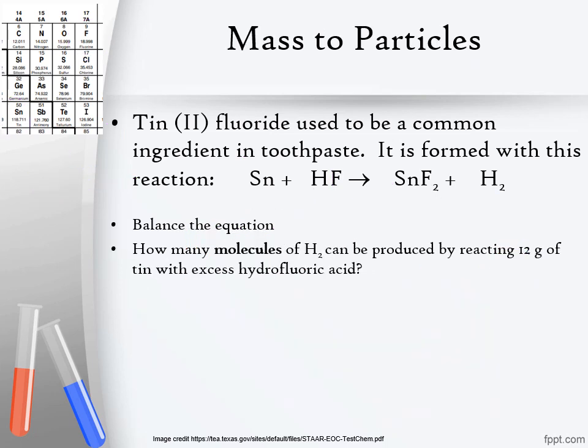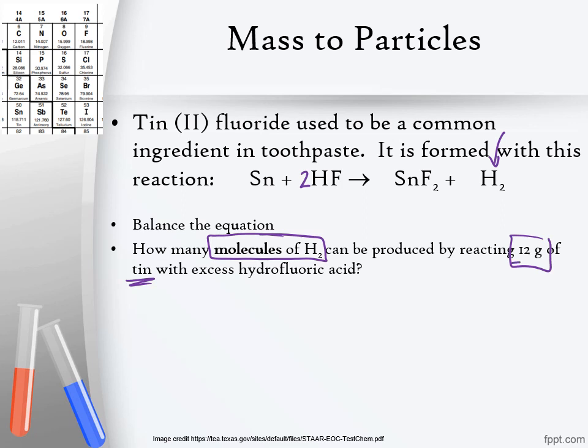Guess what? I'm going to have you do this one on your own. So now we're going to kind of reverse it. I want you to figure out how many molecules of hydrogen gas we can make by reacting 12 grams of tin. So again, balance that equation. We did that on the last slide. That's going to be a 2. Now what?